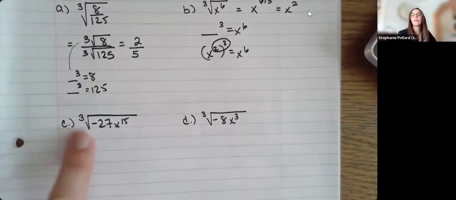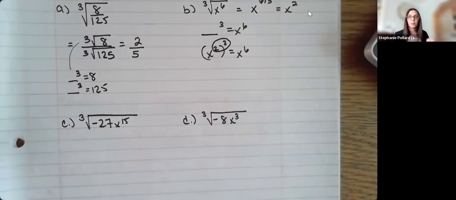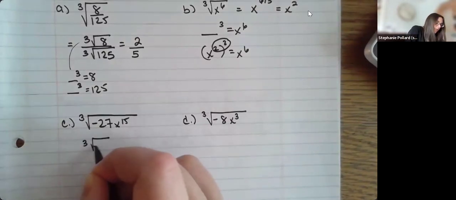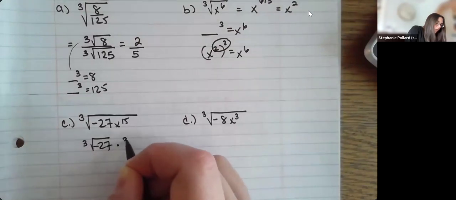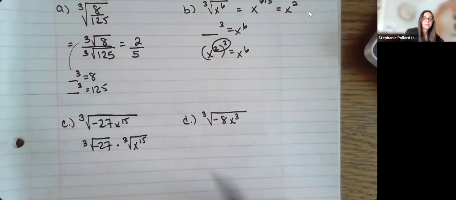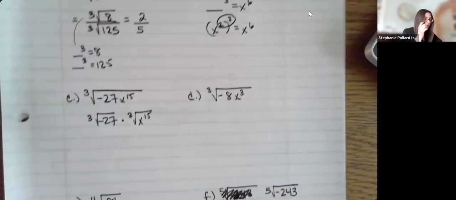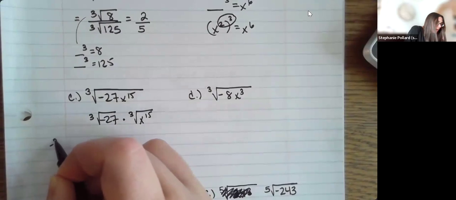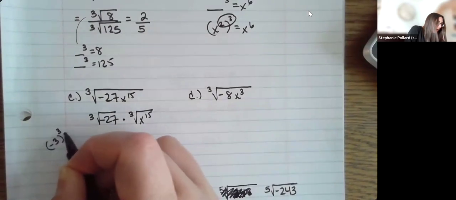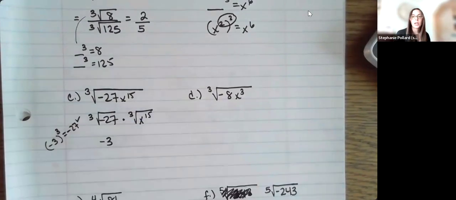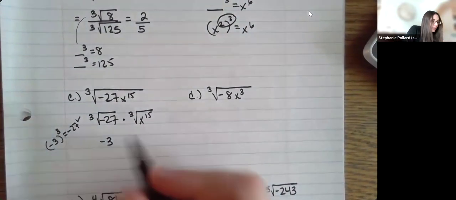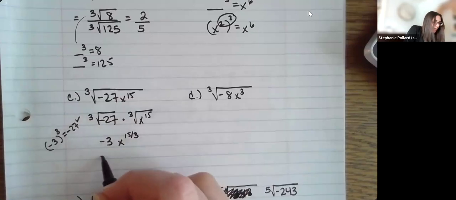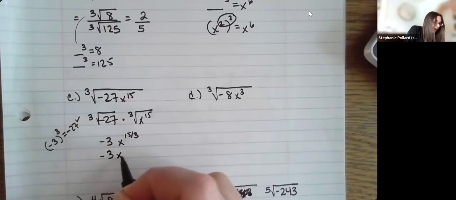For the next one, if you have more than one piece, you're just going to take it one part at a time. So I'm looking at the cubed root of negative 27 and also the cubed root of x to the 15th. Now the cubed root of negative 27 would be negative 3 here, because again, negative 3 to the third power would be negative 27. It does check out. And then here, because we do have a variable with an exponent, you could use that division idea. So 15 divided by 3 is 5.